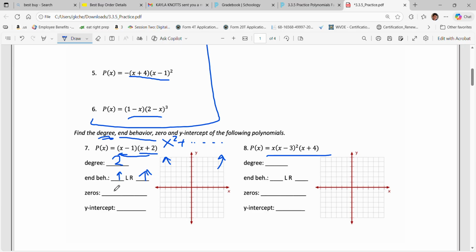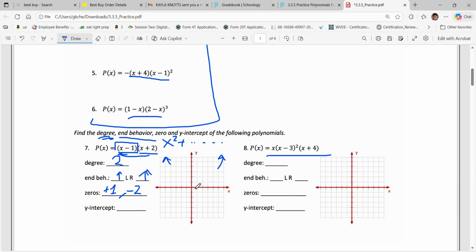Lastly, the zeros. Now, this is easy when it's in this factored form. You just have to find what makes this factor equal to 0. Well, that would be a positive 1. And what makes this factor equal to 0? That would be a negative 2. So these are the two possible zeros.